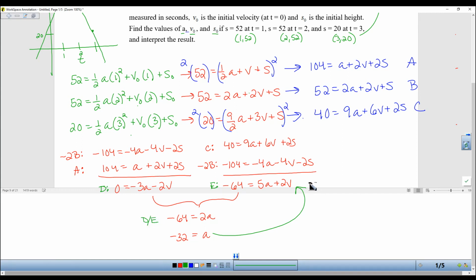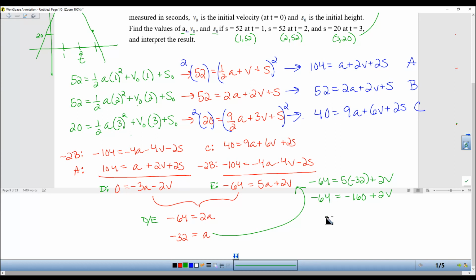So I can substitute that back in. -64 is equal to 5 times -32 plus 2v. So 5 times -32 is -160 plus 2v. So -64 plus 160 to both sides is 96. Well, that's still -64.